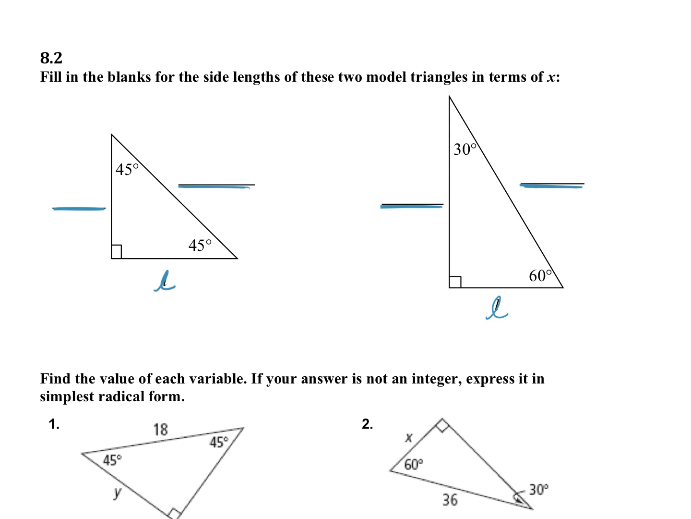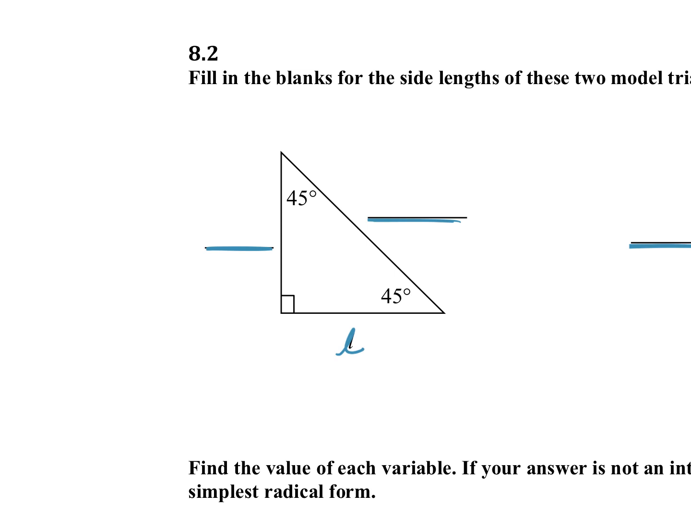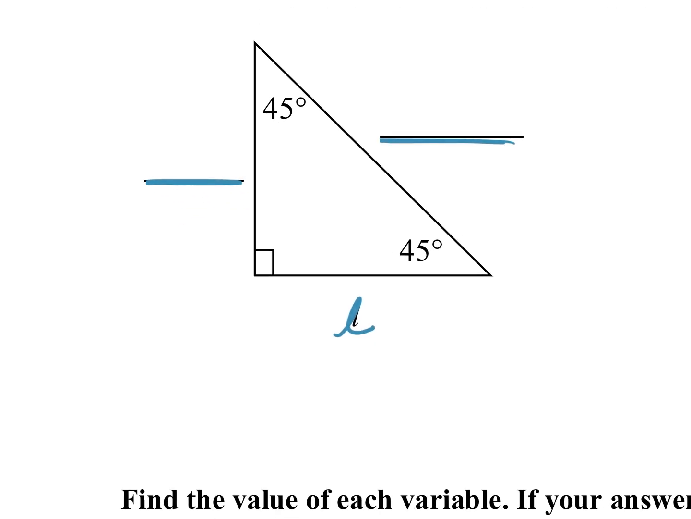Okay, so on the left, this is the 45, 45, 90. What is this red side in the 45, 45, 90? It's L. The two legs are the same, right? If the angles are congruent, the sides across from them are congruent. So that's L and L. Do you remember what the hypotenuse is on this one? L rad 2.